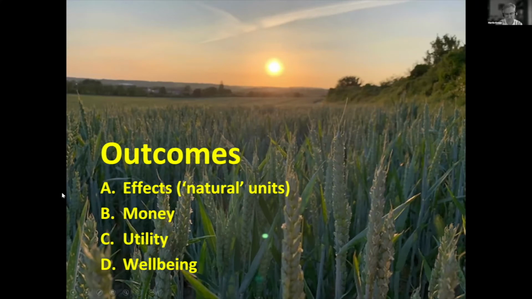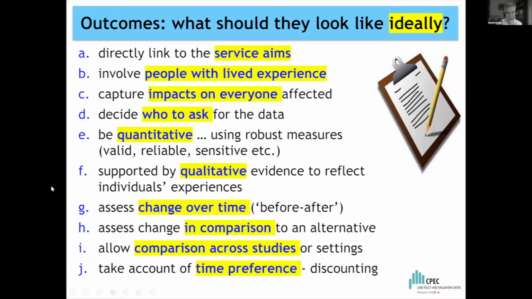And there are 4 approaches, and I'm going to say something very quickly about the 4 of those. So this, first of all, is a busy slide, and I'm not going to read through every bit on it, but it sets out what would ideally be the outcome measurement approach we would take. How do we want to measure ideally? We want outcomes to link to the service aims. So if the aim is to make people independent, then let's measure independence, for example.